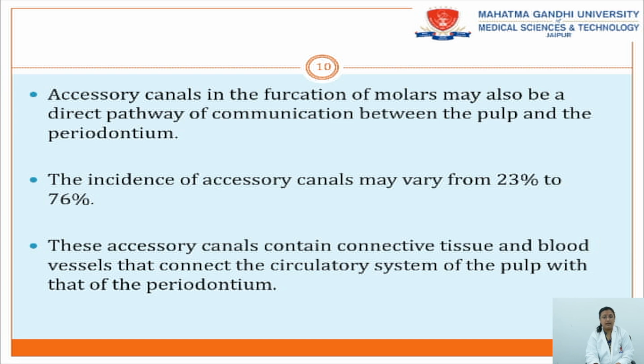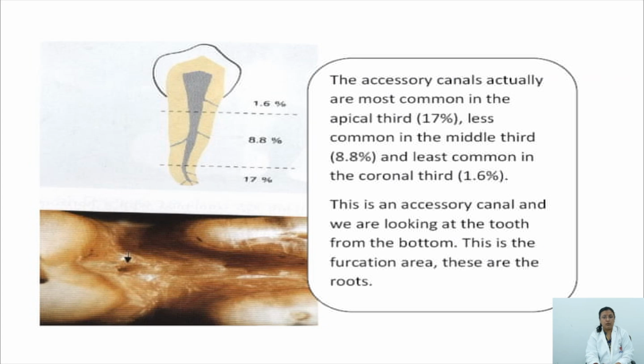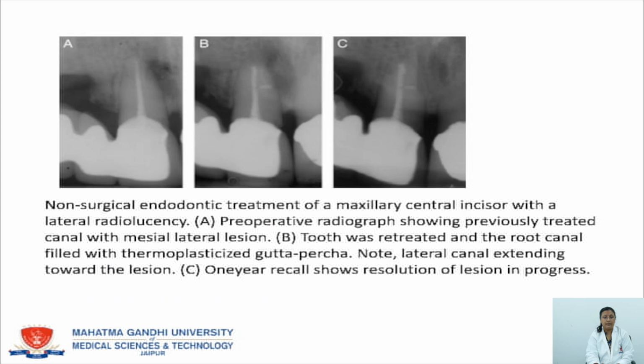These accessory canals contain connective tissue and blood vessels that connect the circulatory system of the pulp to that of the periodontium. Accessory canals are most common in the apical third, that is 17%. They are less common in the middle third, approximately 8.8%, and least common in the coronal third, that is 1.6%. This is an accessory canal that we are looking at in the second picture, which is at the furcation area. So these are also known as furcation canals when present in the furcation area.